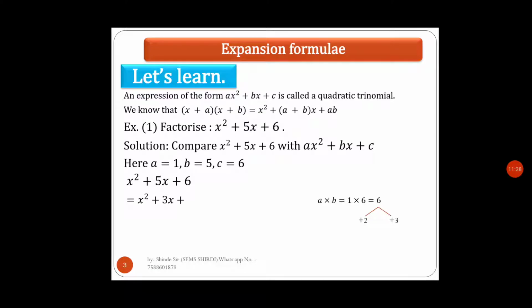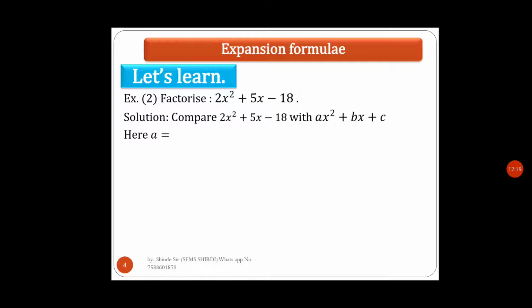x square plus 3x plus 2x plus 2 into 3. In the first two terms, which is the common factor? x. What is remaining here? x plus 3. In the second term, 2 is common. What is the remaining here? x plus 3. Here x plus 3 is common again. Then what is remaining? x plus 2. These are the factors of the quadratic polynomial. Let us see the next example.